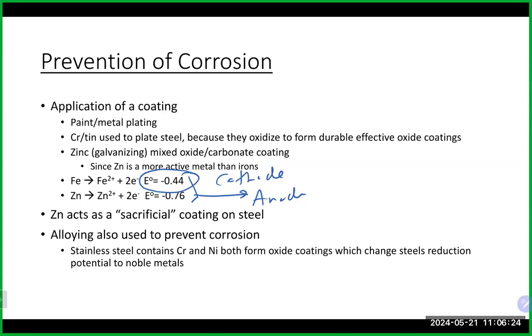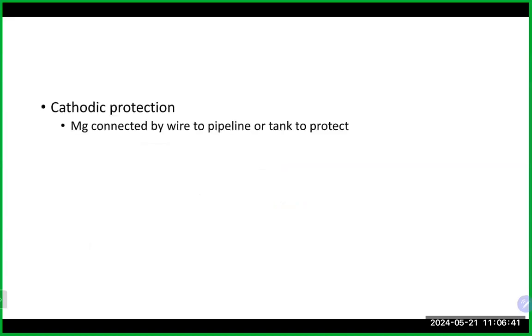Alloying is another way that you can prevent corrosion. You can have some other sort of elements in there which sort of change the reduction potential of that particular metal into something that's more like a noble metal. Noble metals are non-reactive, and that will kind of make it very much non-reactive.